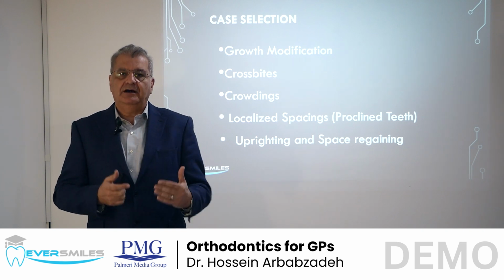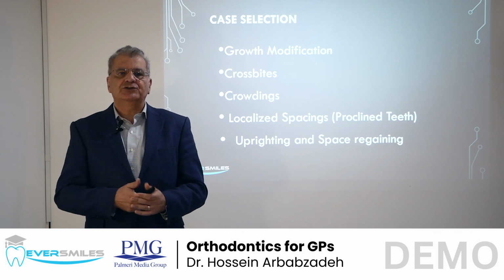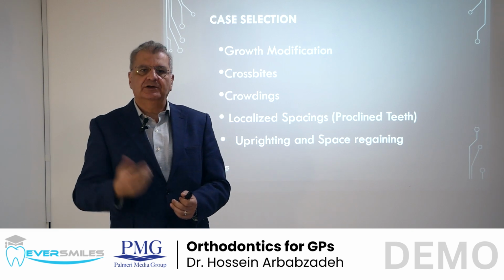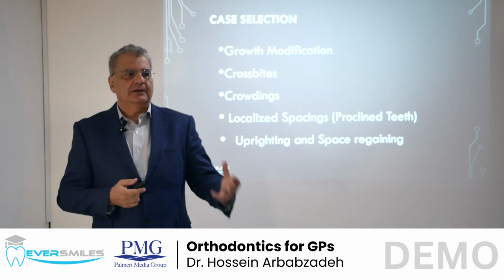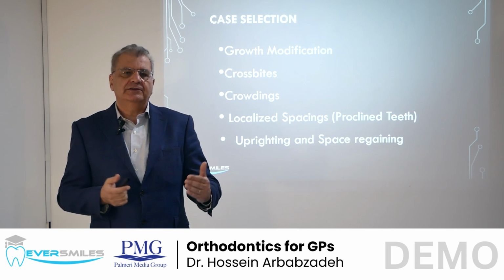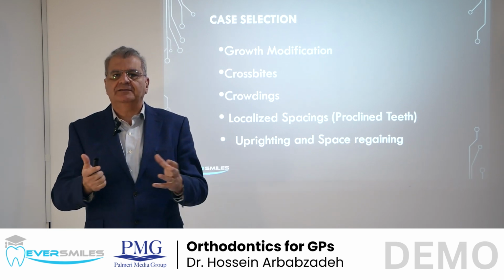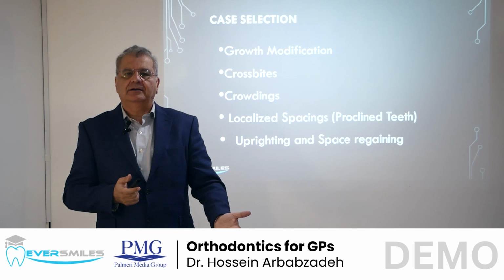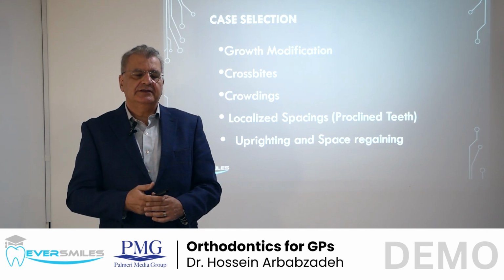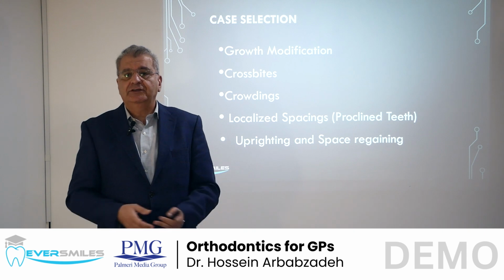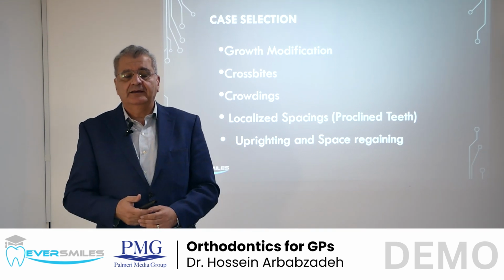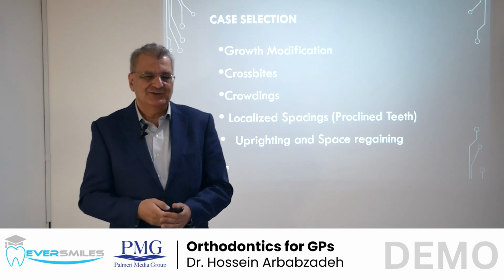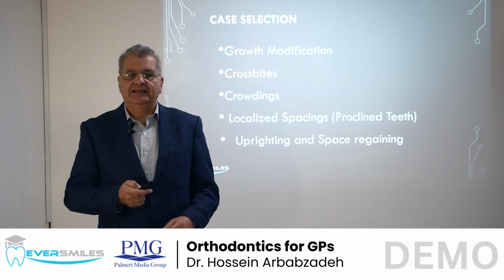So I will talk about how to select your patient, and then you can choose the appliance or the technique that you want. You can either treat the patient with a very simple removable appliance, or a little bit more complicated removable appliance, or you can help the patient with fixed orthodontics, braces, or you can actually use clear aligners. These are the instruments that you're using for treating your patient. But first, you have to select your patient.